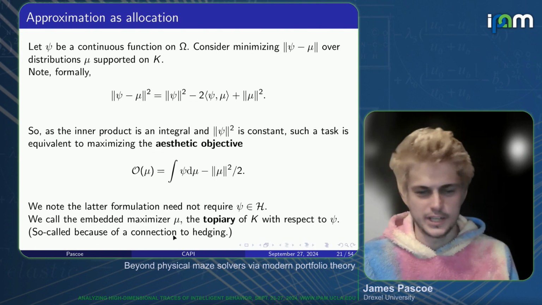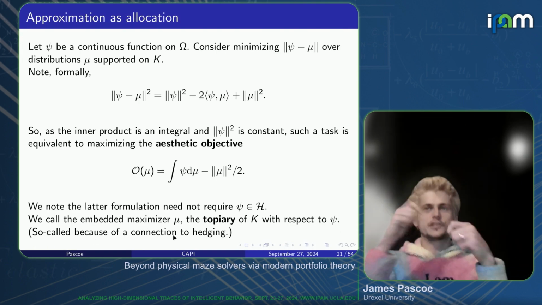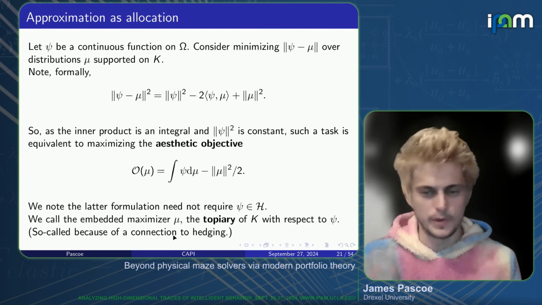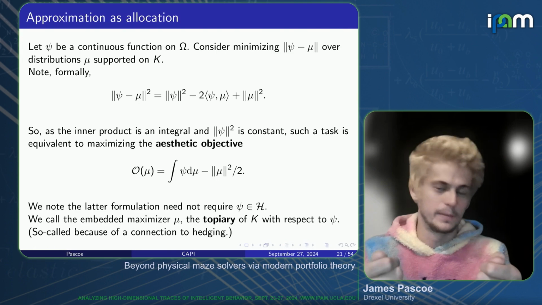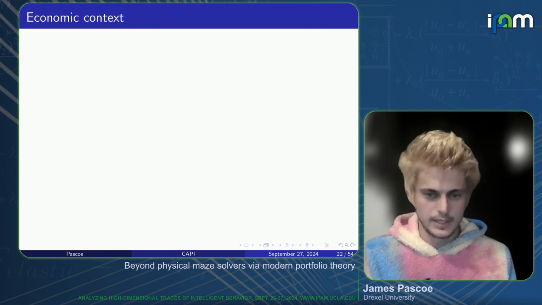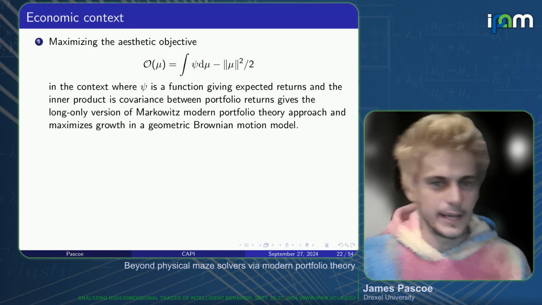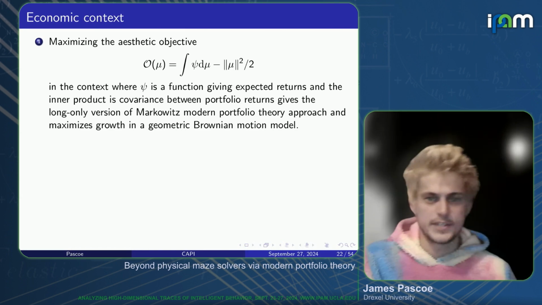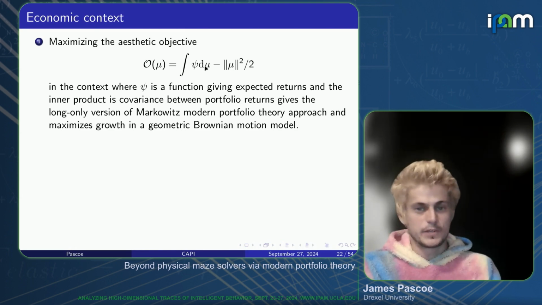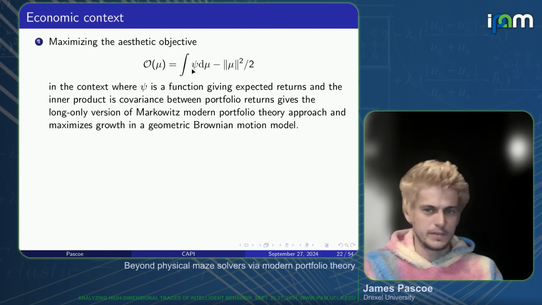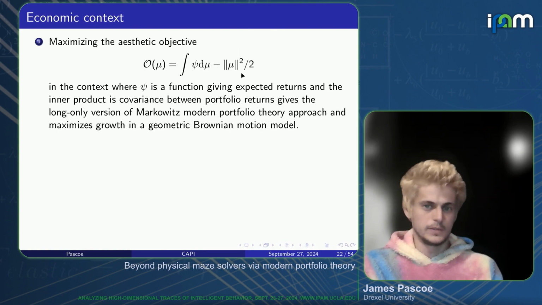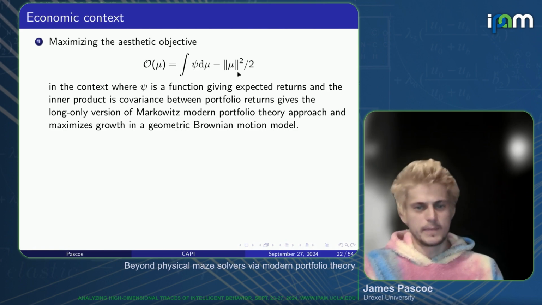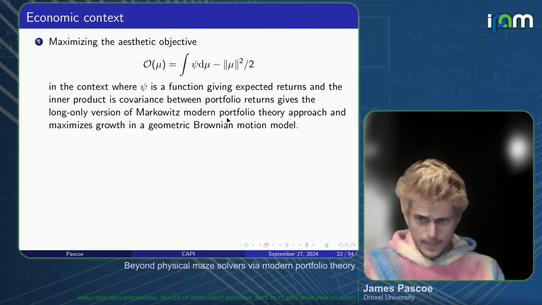This is because of the connection to hedging that we saw earlier, where we had these two coin flips. If we were to take the distribution on that two coin game, we would want to spend half our money on one coin and half on the other coin, just by symmetry. Okay, so in the economic context, we have psi being this function giving expected returns over all assets. So this could really be a finite sum. And this is somehow the variance of that portfolio, the inner product being given by covariance.